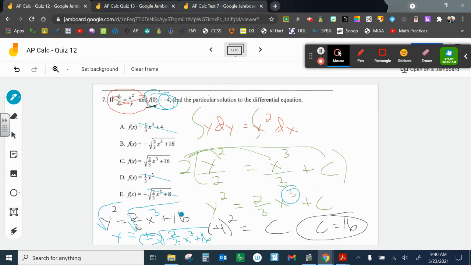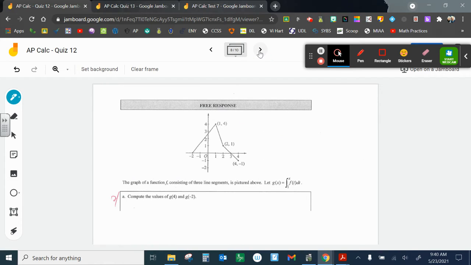So once we get our particular solution, we now use that point to determine whether, especially when there's a y squared in there, whether it's positive or negative. So our answer should be B. Okay, let's go on to the free response.